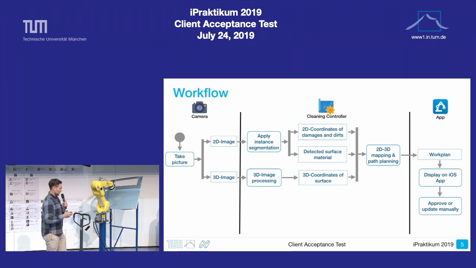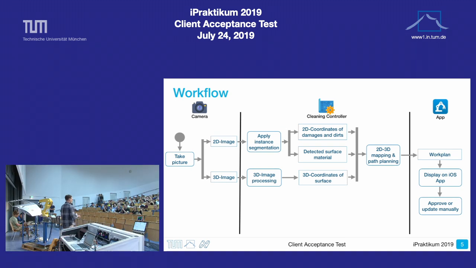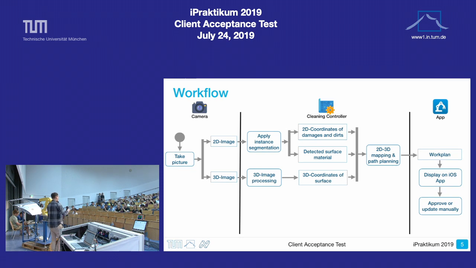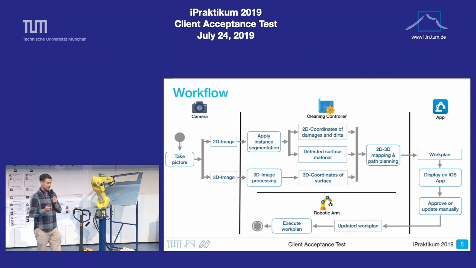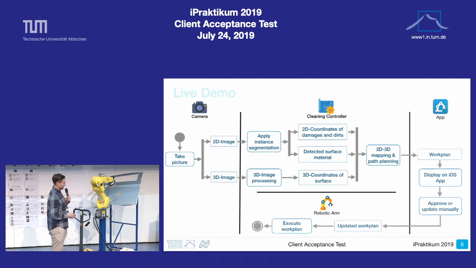Then we are combining those detections in a plan and figuring out a work plan. Then we're sending this work plan to our app and display it on our app, and then the user is able to edit the plan or to approve it. If he approves it, we're sending the work plan to the robotic arm, and then it is executing the work plan. Now, Maria, could you please introduce us to the app?